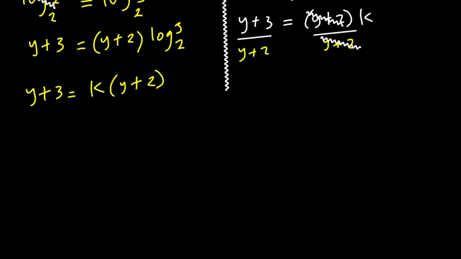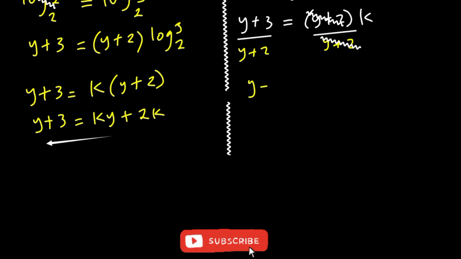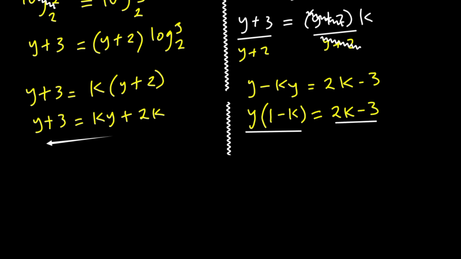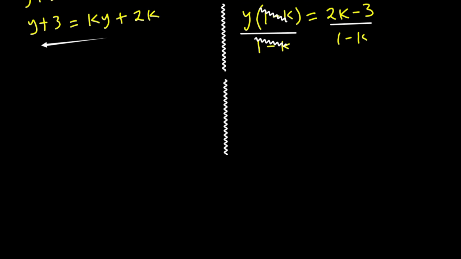After cross multiplying, we go ahead to expand the bracket and we have ky plus 2k. Then we collect like terms: y minus ky equals 2k minus 3. And then when we factor out y, we have y times 1 minus k equals 2k minus 3. Then we divide both sides by 1 minus k. 1 minus k cancels 1 minus k, and then moving further, we would have y equals 2k minus 3 all over 1 minus k.